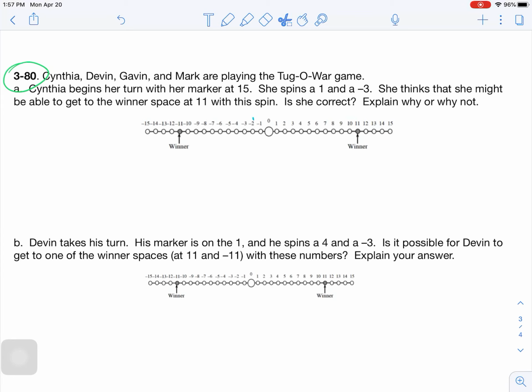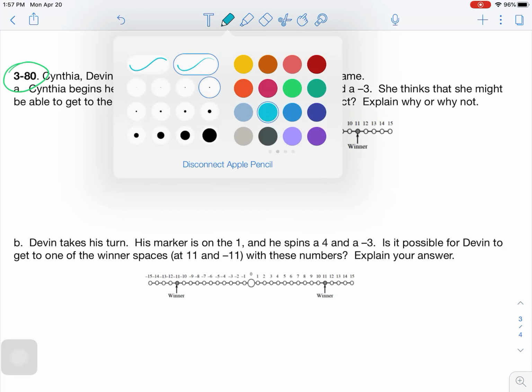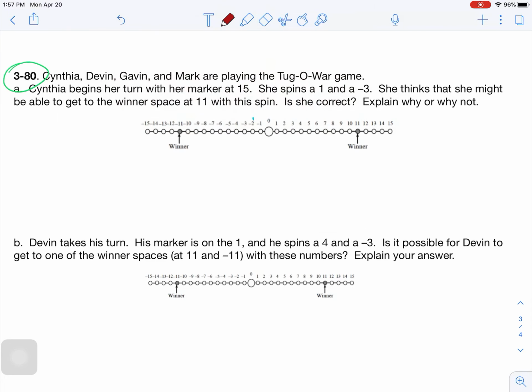It says Cynthia, Devin, Gavin, and Mark are all playing the tug of war game. Cynthia begins her turn with her marker at 15. So I'm going to mark her at 15. She spins a 1 and a -3. She thinks that she might be able to get to the winner space 11 with this spin. Is she correct? Explain why or why not.